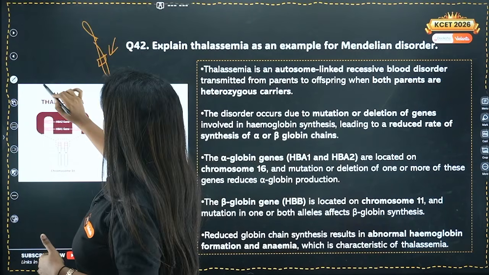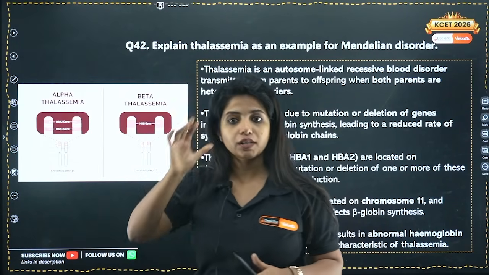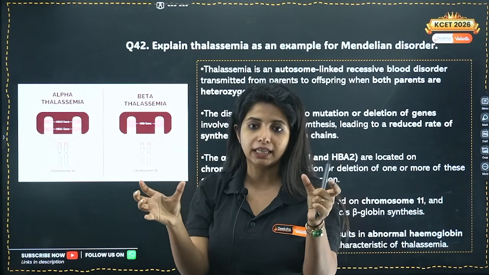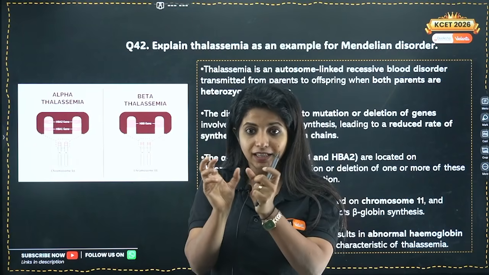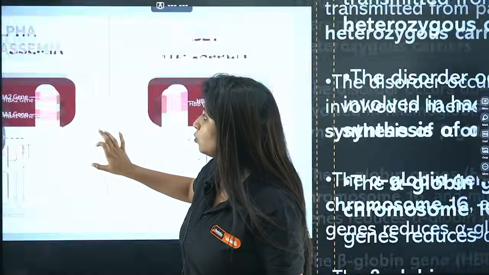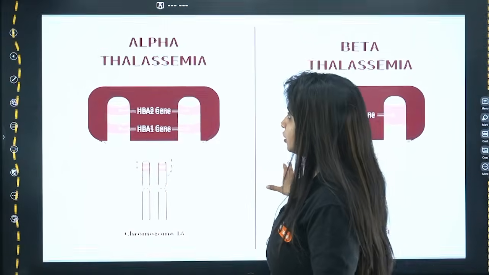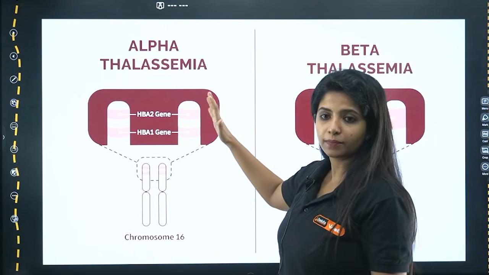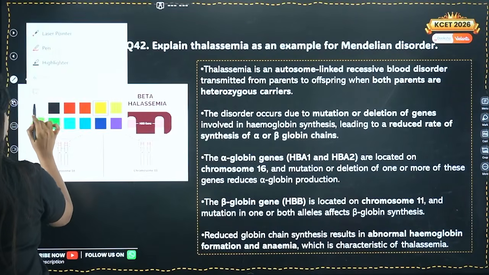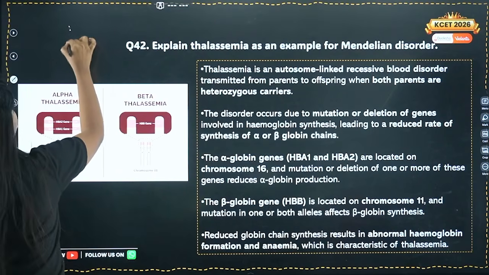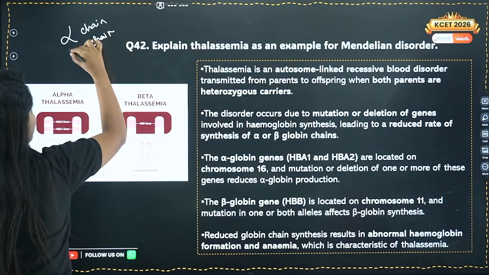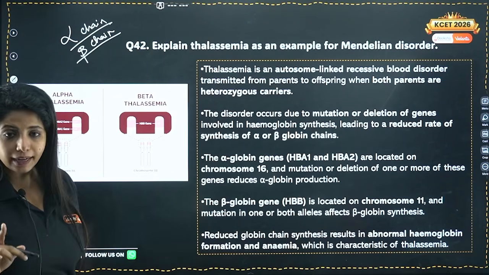So thalassemia, my dear children, is an autosomal recessive disorder. As in, both the parents have at least one copy of the problematic allele, and the child gets both the copies. Recessive genes only show up when both of them are the same, right? So they can be seen only in the recessive condition. Hemoglobin as a whole is made up of alpha chain as well as beta chain, right?